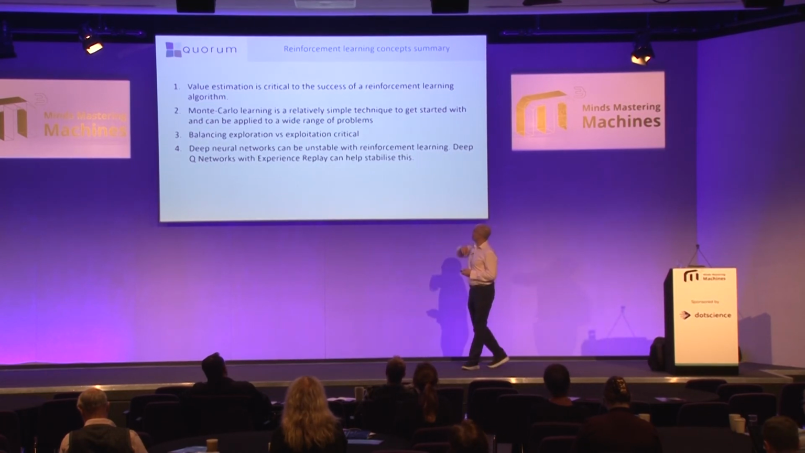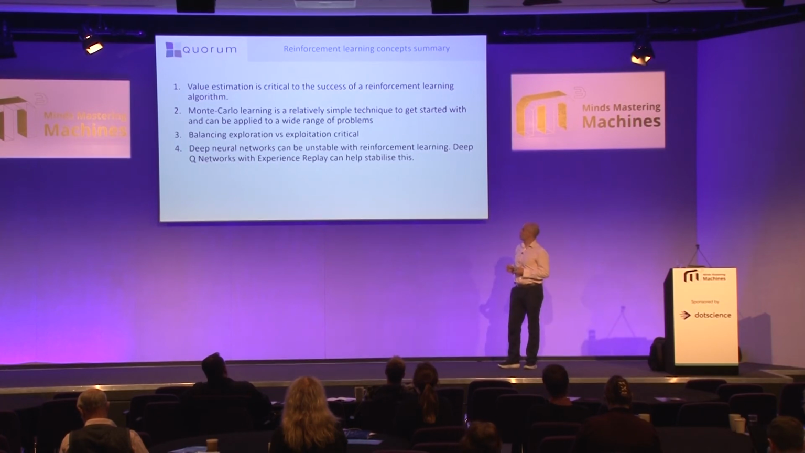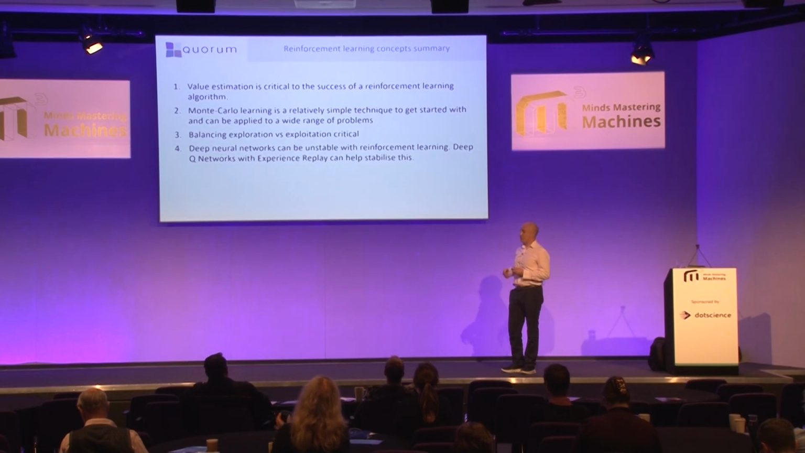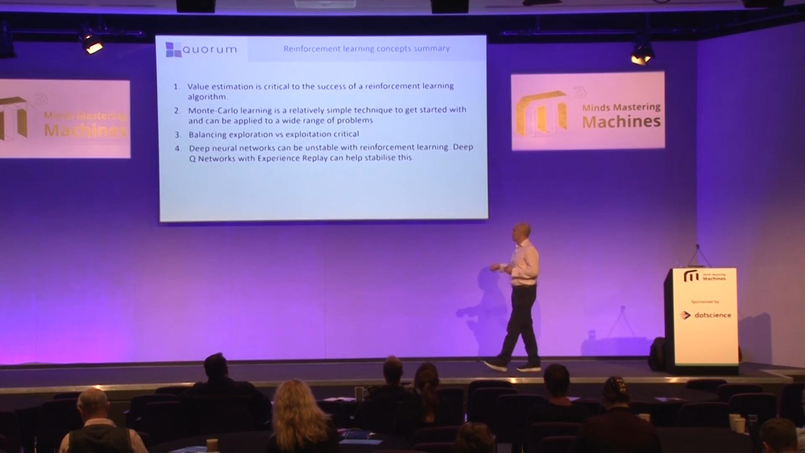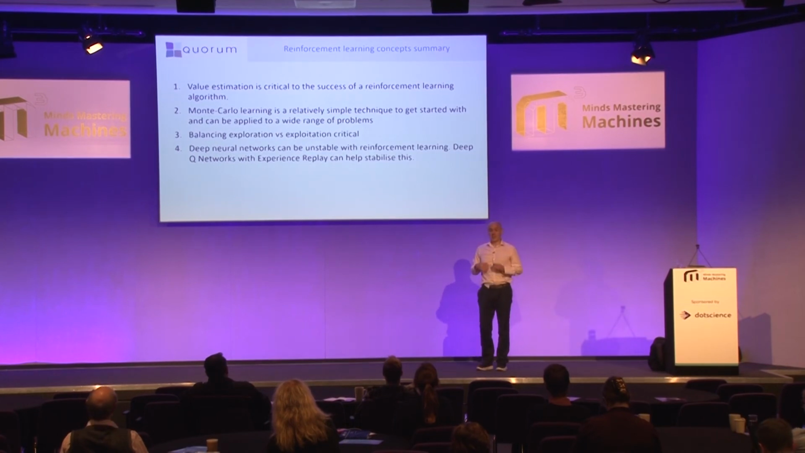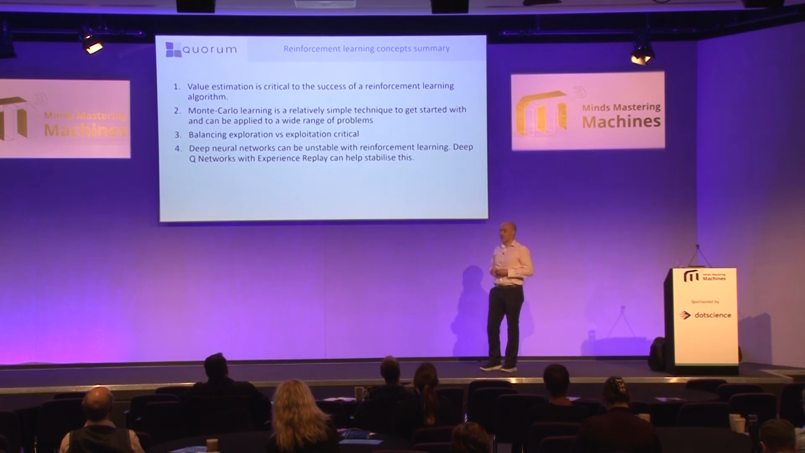So to summarize in terms of the concepts we've talked about, value estimation is absolutely critical to reinforcement learning. Monte Carlo learning is one example, and it's a good technique to play with and get some exposure to what reinforcement learning can do. It tends to be a little bit more stable than what's called some of the bootstrap methods like TD Lambda, etc. You need to make sure you balance exploration versus exploitation, i.e. still taking some random moves rather than always trying to follow the optimal policy.